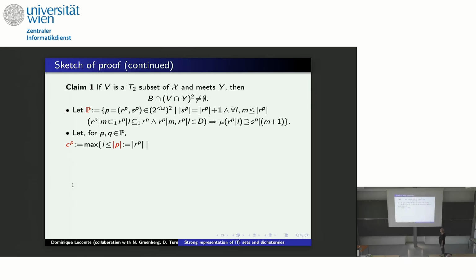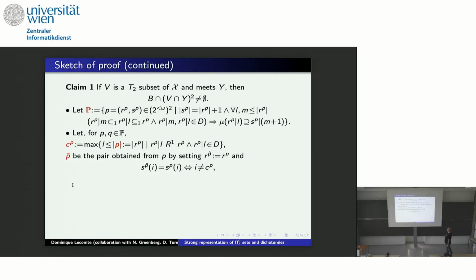and then you take the exact same condition as in the space. We need a few notation. So we had this C at this infinite level, now at the finite level. So if you take pairs P and Q, so here I will first talk about P. So the length of P is just the length of RP, and CP is the longest natural number, which is at most the length of P, such that the initial segment of RP of length L is R1 related with RP, and it's in D. If you have one pair, you can define a dual pair by simply, you keep the same R, and you change the S at only one coordinate, which is exactly CP. And the epsilon of P is just the value of SP at this position CP.